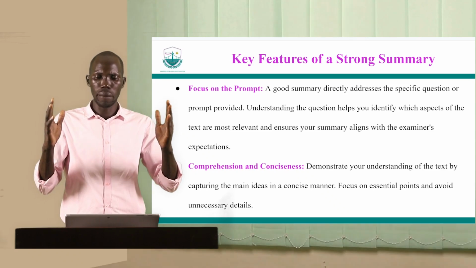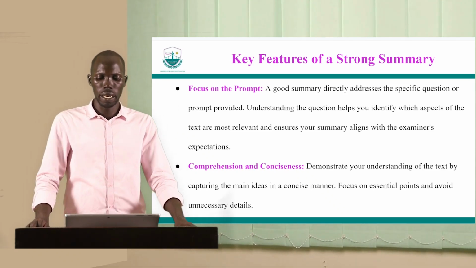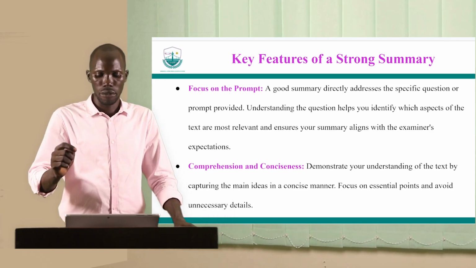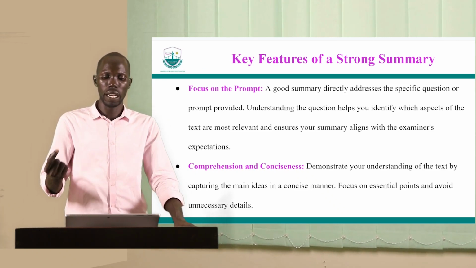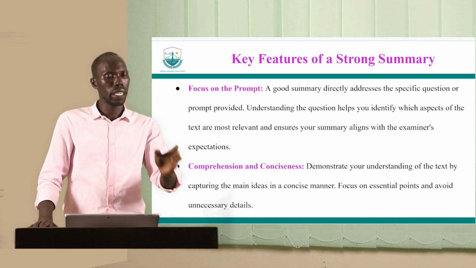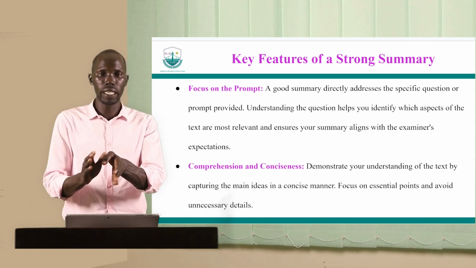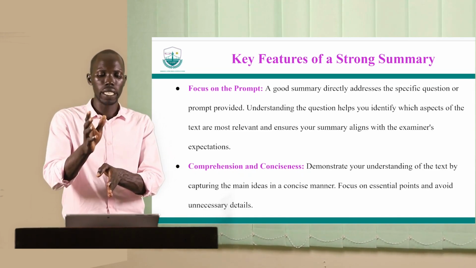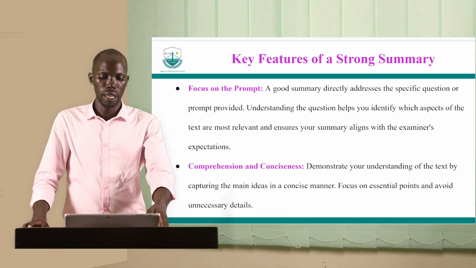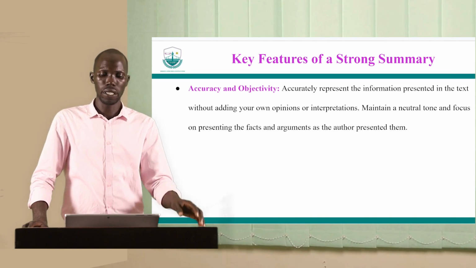We said if it is a bigger text, reduce it to the specific word count that the examiner expects of you. Focus on essential points and avoid unnecessary details. If there are details that are not necessary, keep them out. We need you to focus on the prompt and the points that the original text makes about the prompt. Once you're writing them, paraphrase them. That enables you to capture the essence of the given passage.